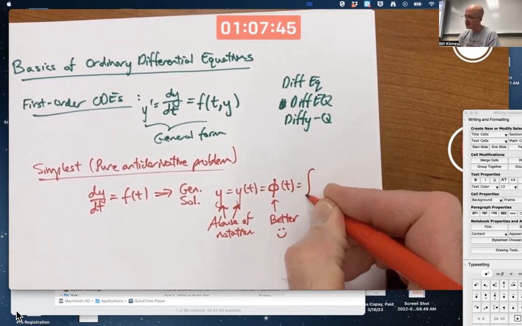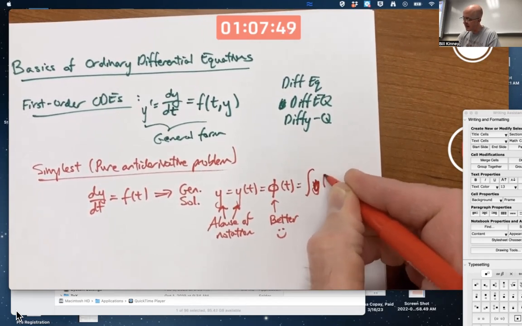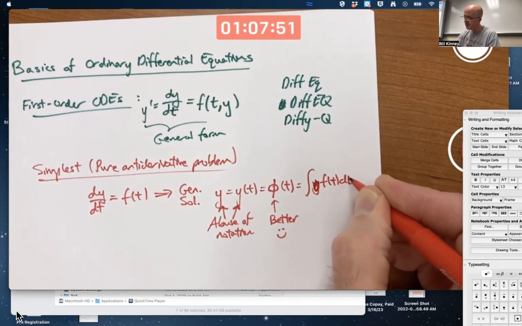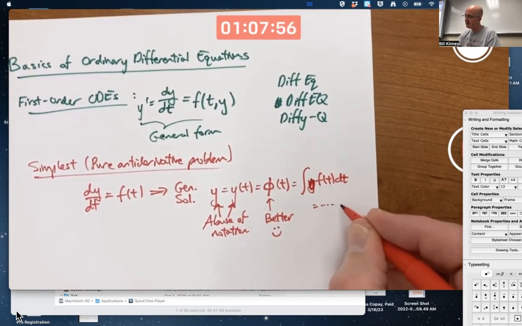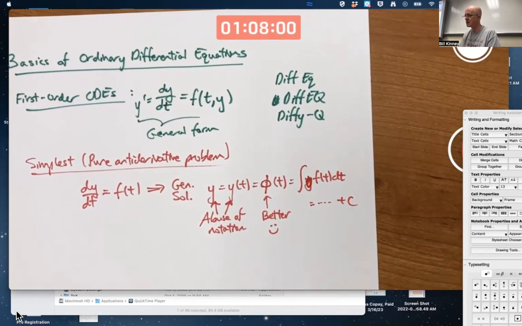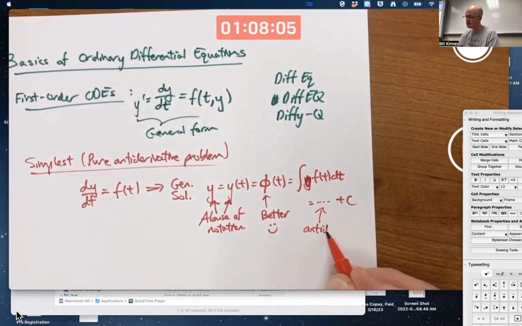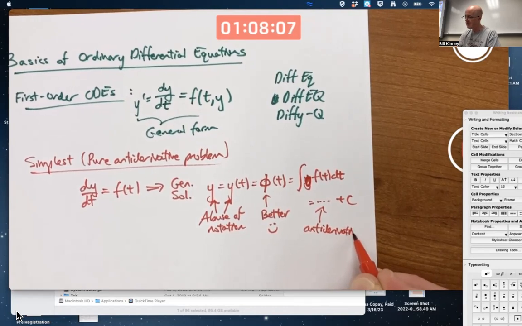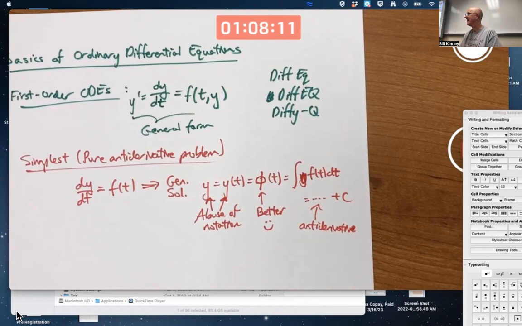Anyway, it's just the general antiderivative of little f of t dt, which will be something plus c, where c is an arbitrary integration constant. I'll just write antiderivative there. You know, in calculus, you typically call the antiderivative capital F, and we could do that here, and that would be fine. I'm just saying I'm not doing that.